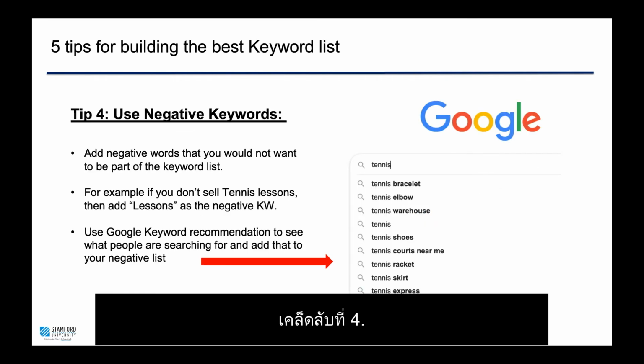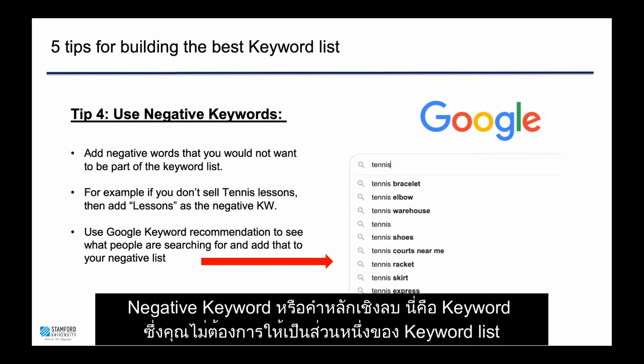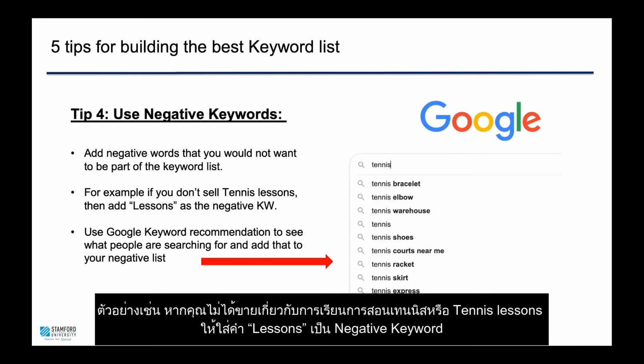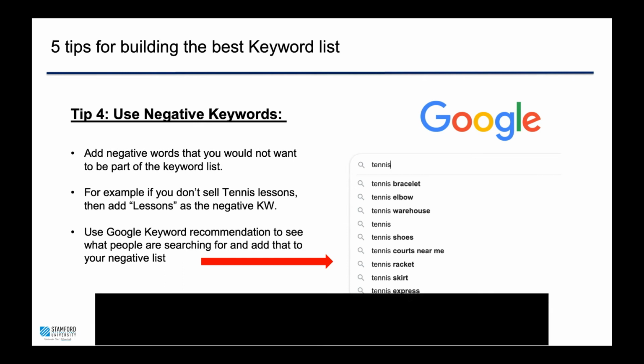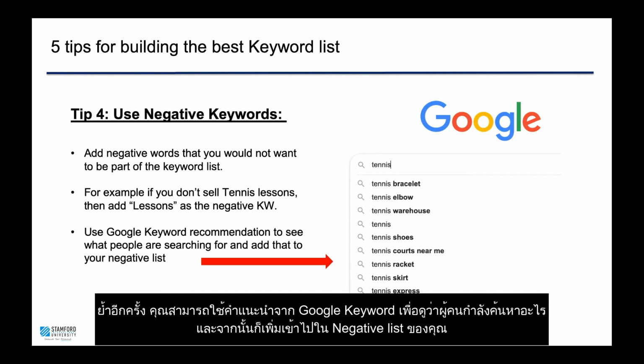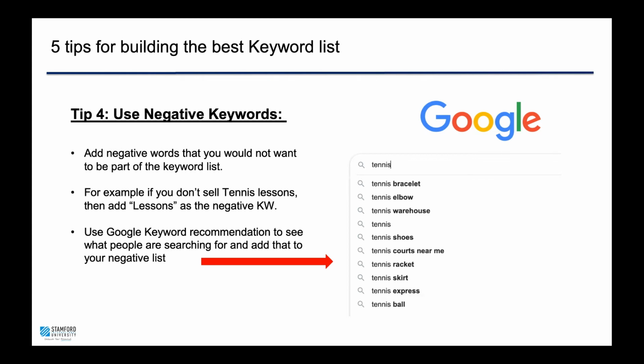All right, and then the next tip, tip 4, is around negative keywords. So let me explain what this is. These are keywords that you would not want to be on your list. So for example, let's say you sell tennis lessons. If you don't sell tennis lessons, then add lessons as the negative keyword. So if you're selling tennis shoes, don't just take tennis, because you may get tennis lessons. And again, you can use the Google keyword recommendation tool to see what people are searching for and add that to your negative key list, as you can see the example that I have here.